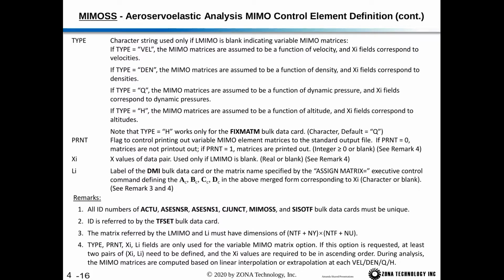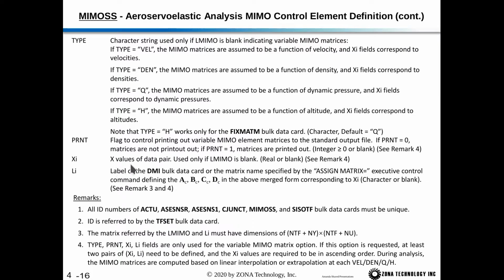PRNT is a flag to control printing out the variable MIMO element matrices to the standard output file. If PRNT is 0, then the matrices are not printed out, and if PRNT equals 1, then the matrices are printed out. And then next we have an open-ended input to list out the ABCD matrices at the discrete points.